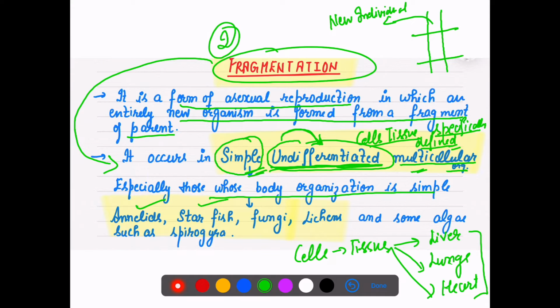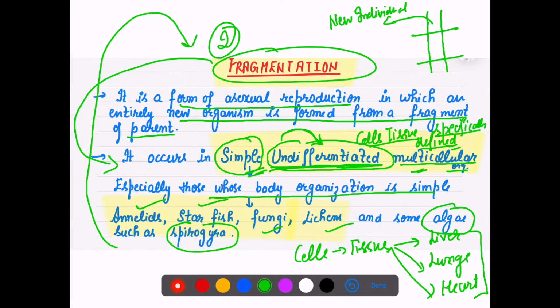So annelids, starfish, fungi, lichens, and a few algae, mostly algae like Spirogyra, which kind of reproduction will you observe in these? Fragmentation. Why am I concentrating on this line again and again? Because the next reproduction is regeneration, and regeneration and fragmentation are very similar to each other. So please pay attention that fragmentation is observed in simple undifferentiated multicellular organisms. They are multicellular, but every cell or tissue is not well defined in its functions. They have simple body organization. So here you can mention the example of algae specifically.